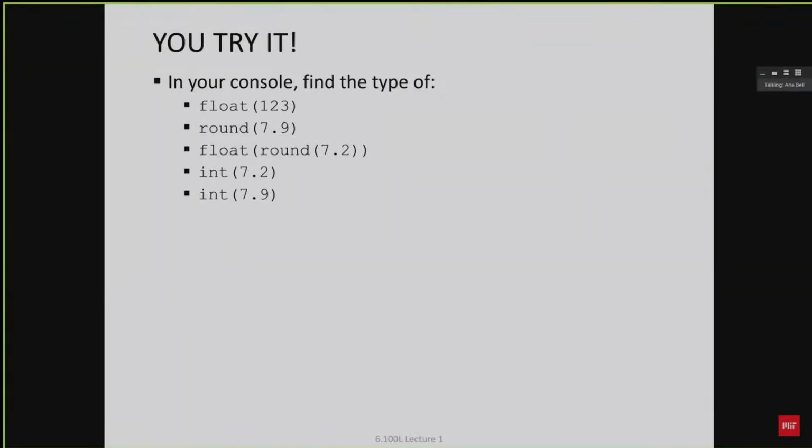Float, yeah, exactly. What if I round 7.9? What's the type of the result? Int, yep. What if I create a float of the round of 7.2? Yes, good. Float would be 7.0. And the int of 7.2? Int, yes, exactly. I want the type, not the value. And the int of 7.9 is an int. Exactly. Awesome. Good.